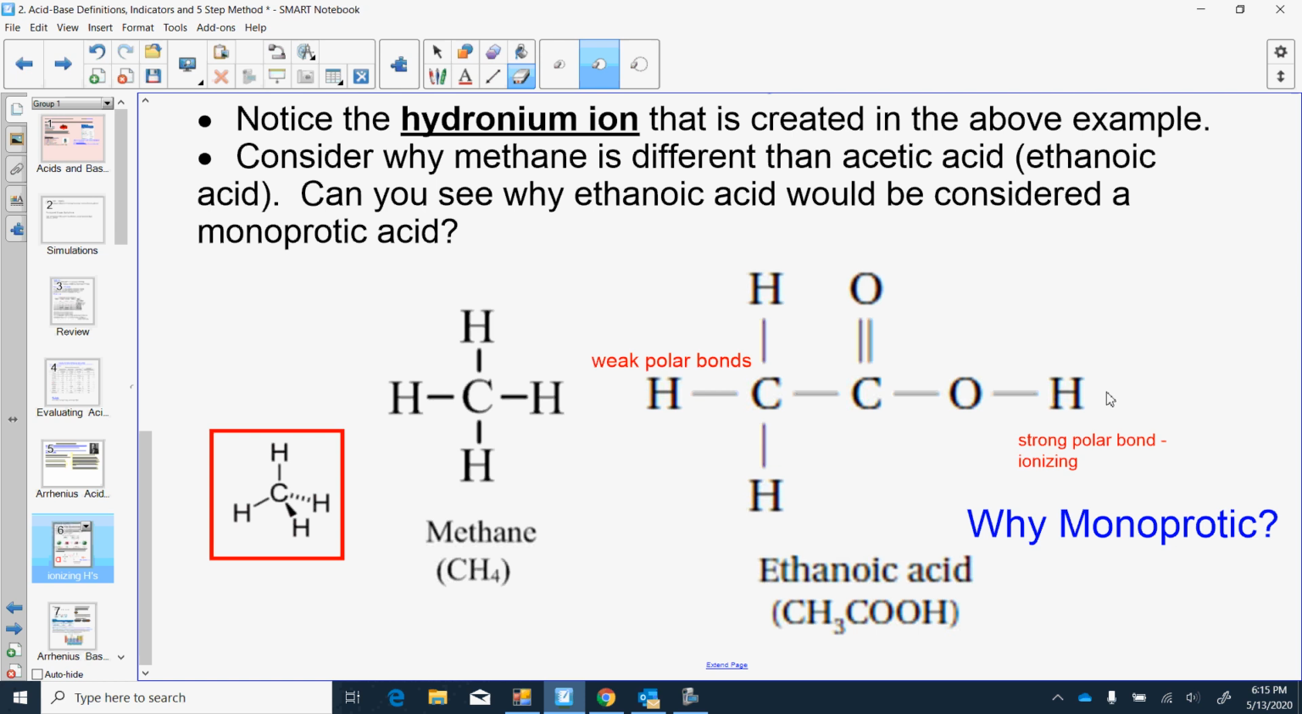The hydrogens that end up leaving in acidic solutions are called ionizing hydrogens. They're called ionizing hydrogens because they're part of a very strong polar bond, and it's easier for them to leave. These are not ionizing hydrogens. They belong to a very weak bond, and so they prefer to stay with the molecule. Why would we call this monoprotic when there are 4 hydrogens here? It's because only one of them is ionizing, so we call it monoprotic.